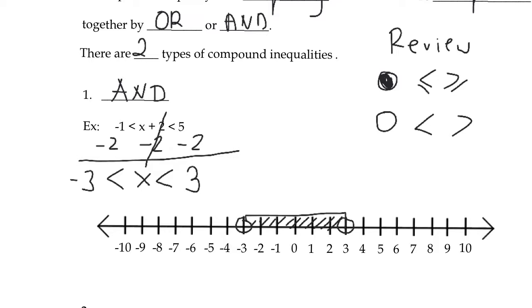Okay? If you want to test this, okay, let's say you want to test 0. If you substitute 0 for x, 0 plus 2 is equal to 2, and 2 is less than 5, but is also greater than -1.